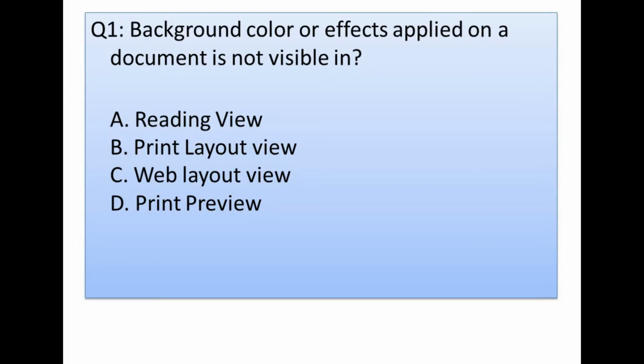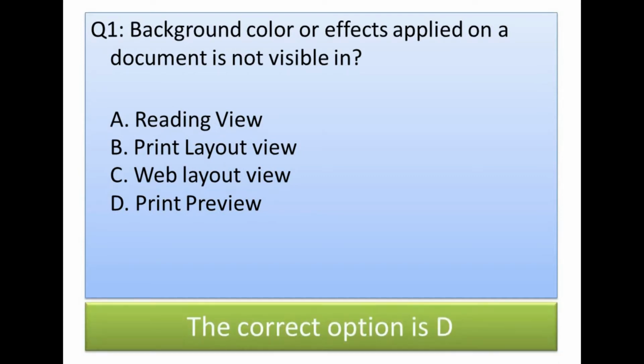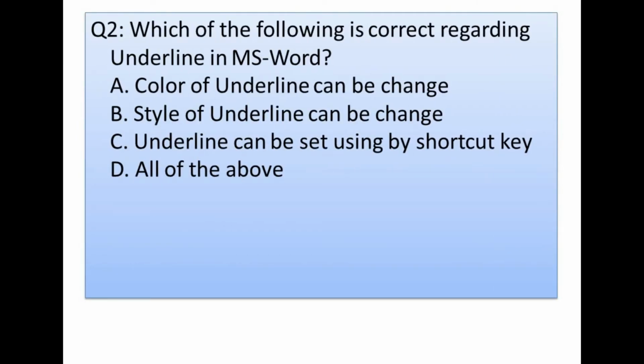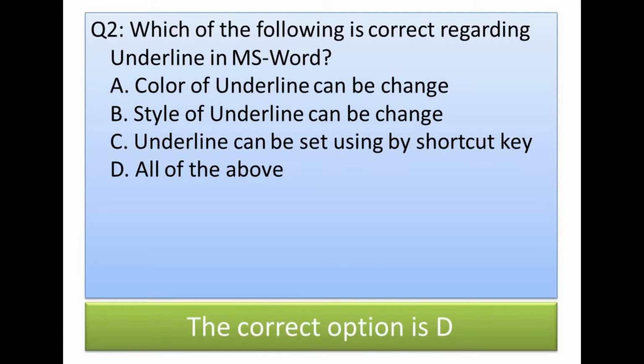Background color or effects applied and a document is not visible in reading view, print layout view, web layout view, print preview. So the correct option is D. Which of the following is correct regarding underline in MS Word? Color of underline can be changed. Style of underline can be changed. Underline can be set using the shortcut key. All of the above. So the correct option is D.